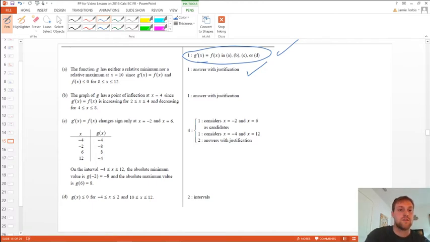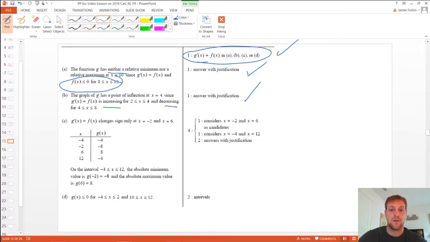So we said that it was neither because it never changed signs. For B, we get a point for just the answer again, which was the fact that it was yes because it goes from increasing to decreasing at 4. And then C, we got 4 points for C, so it's very important.